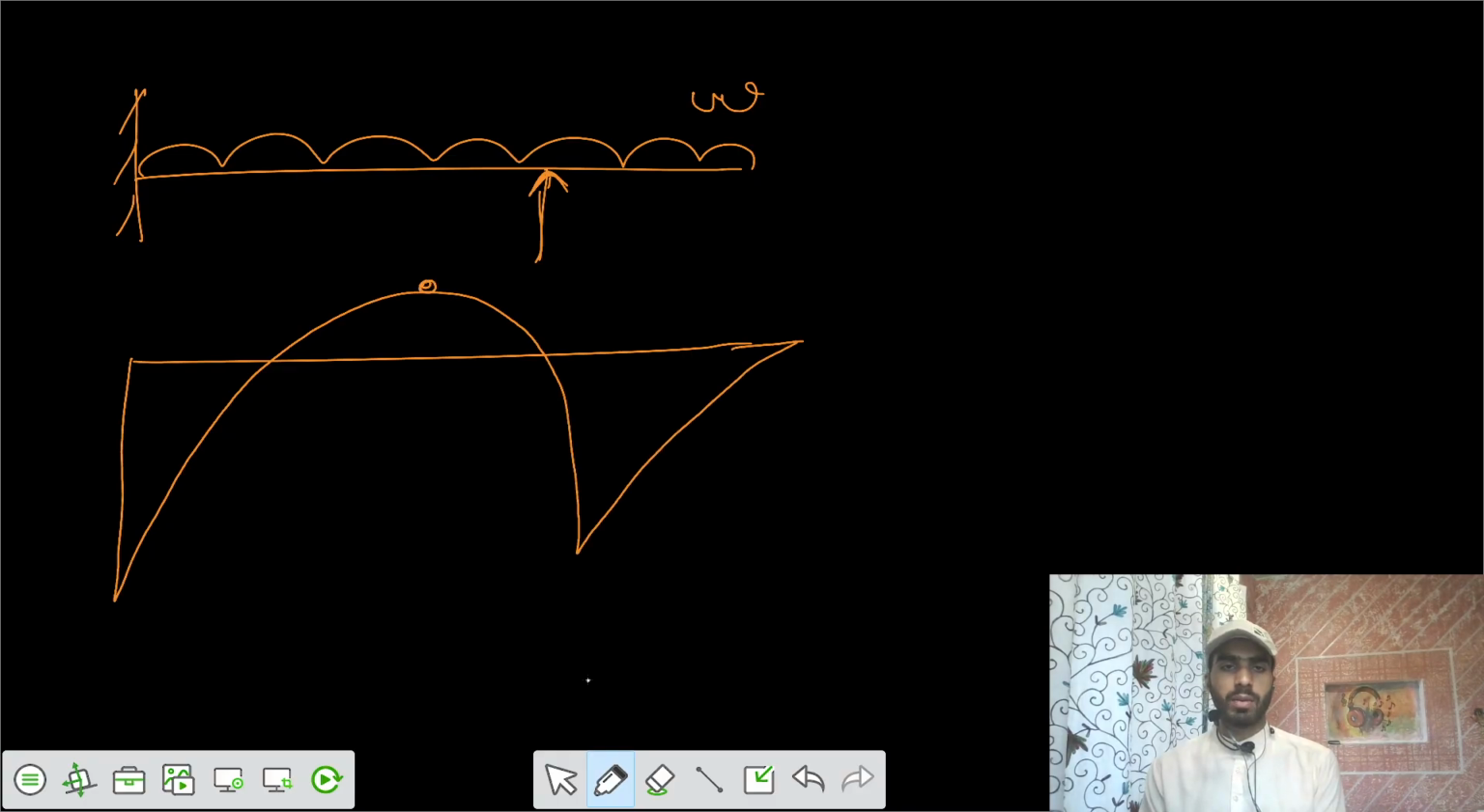So your bending moment is maximum somewhere here. Let's call it M2. This is M1, some negative bending moment. This is positive, this is negative. M3. Let's call this ABC. So your beam is ABC.